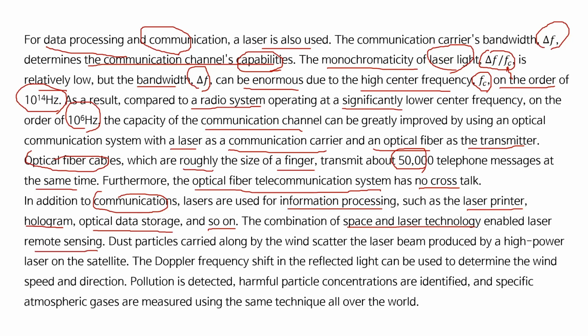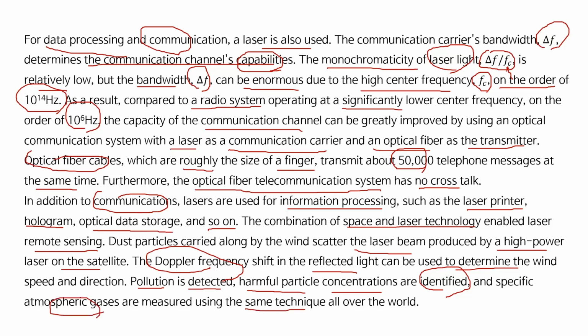Dust particles carried along by the wind scatter the laser beam produced by a high-power laser on the satellite. The Doppler frequency shift and the refracted light can be used to determine the wind speed and direction. Pollution is detected, harmful particle concentrations are identified, and specific atmospheric gases are measured using the same technique all over the world.